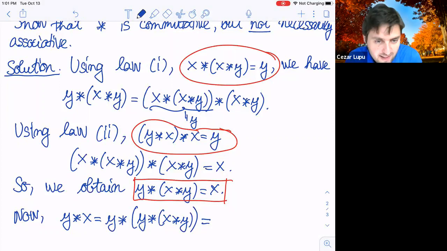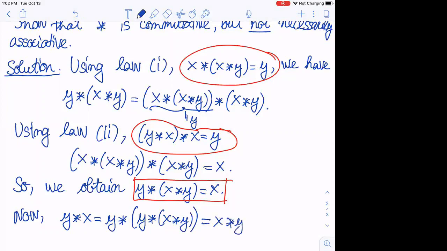So which law? Okay, let's look. If you look at law one, you have instead of y, you have y star x, right? Does this follow by law one? Look at law one. Instead of x, you have y, and instead of y, you have x star x. So this will be what? By law one it will be x star y.